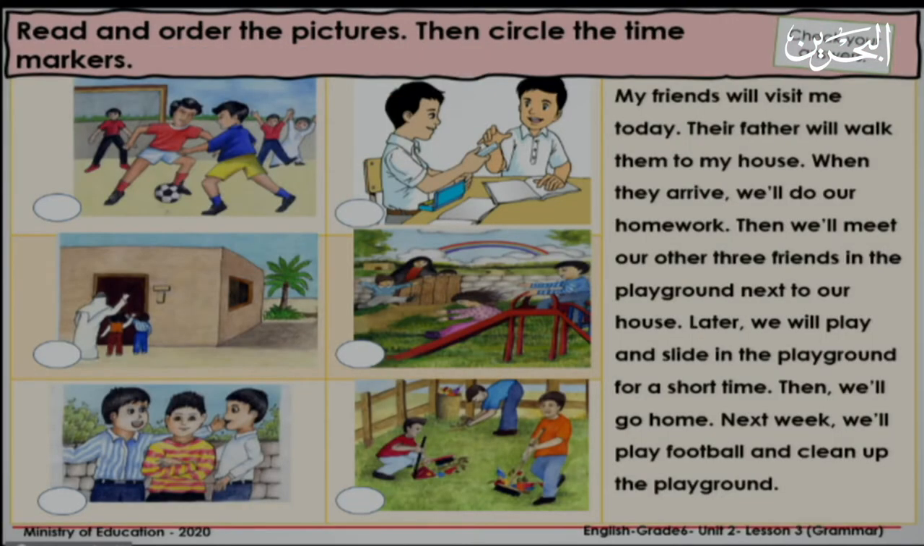Here we have got a paragraph. And we need to read the paragraph and order the pictures first, and then we need to circle the time markers. You have got 5 minutes to do this task.